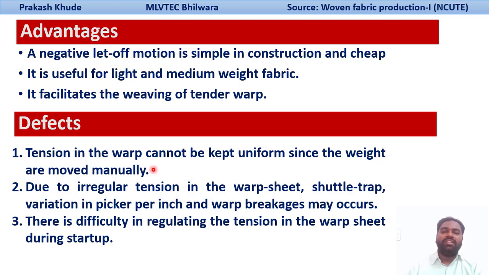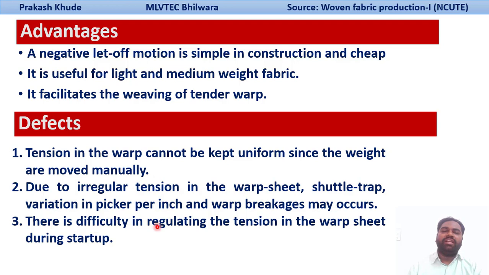As the weight is shifted manually, there could be chances that the tension on the warp sheet cannot be kept uniform. That is the first defect. Second, due to the irregular tension in the warp sheet, shuttle traps, variation in picks per inch and warp breakage can occur. So these are the defects that occur in the case of negative let up motion.